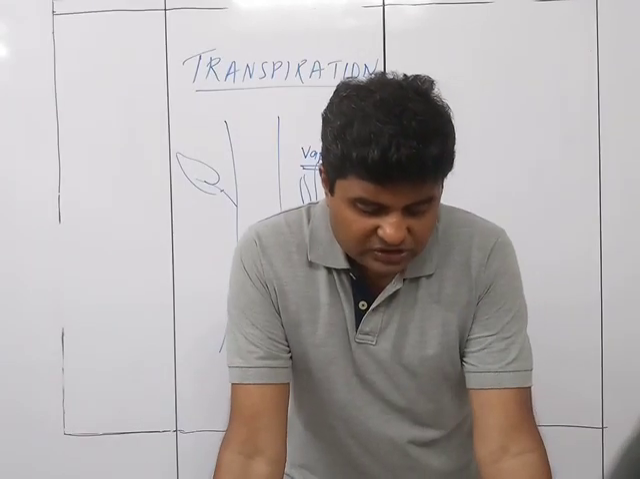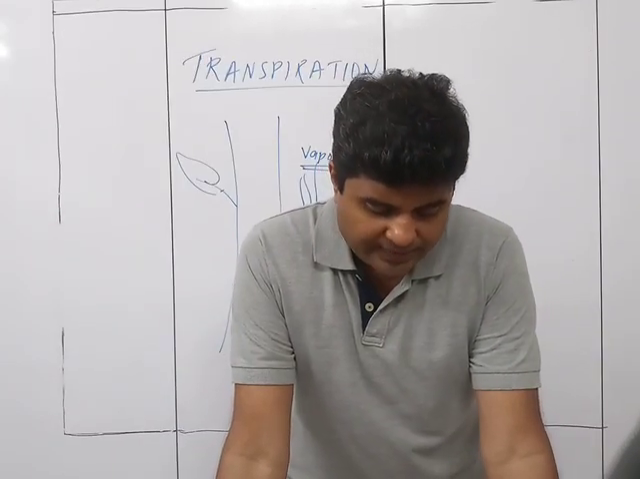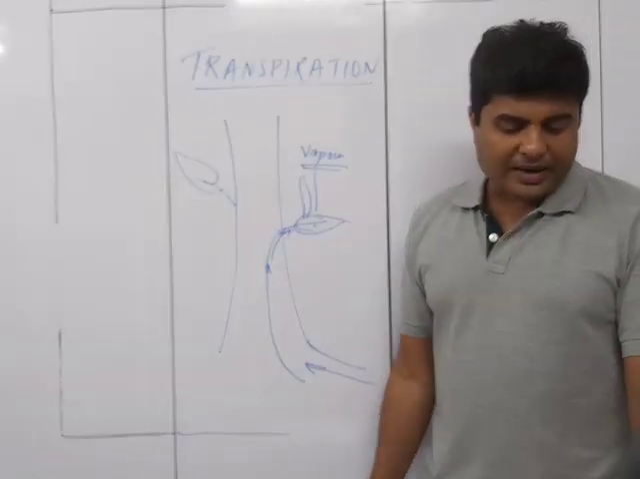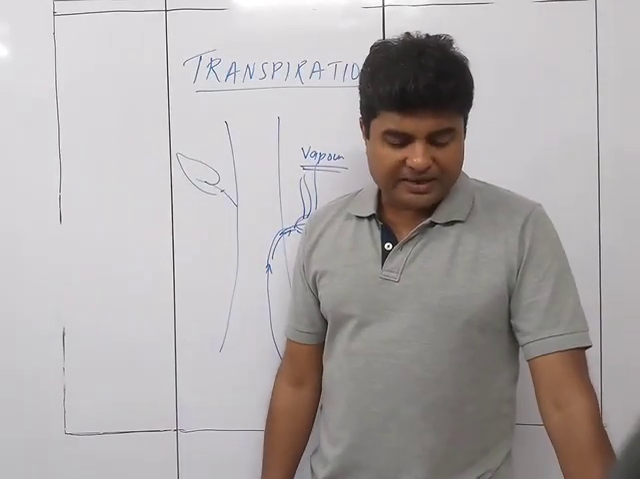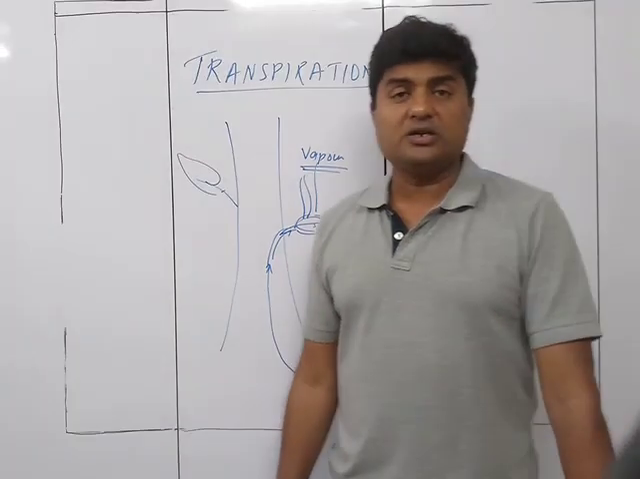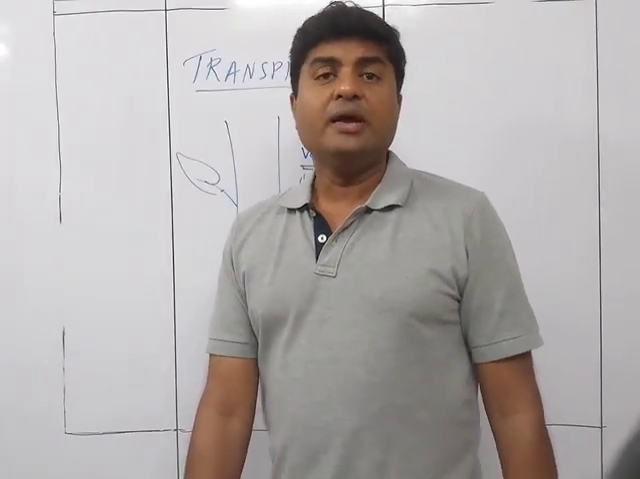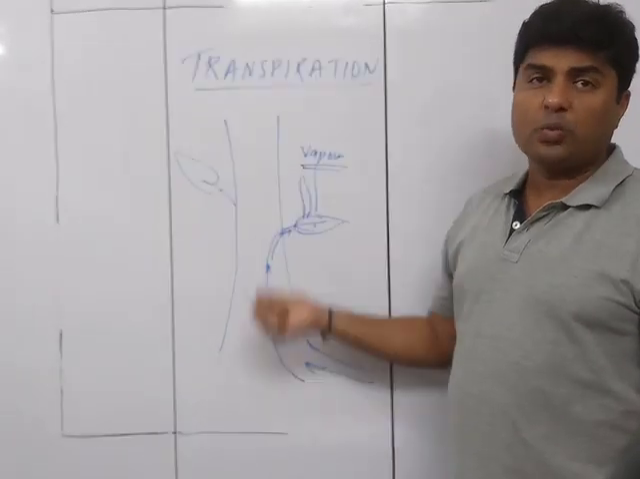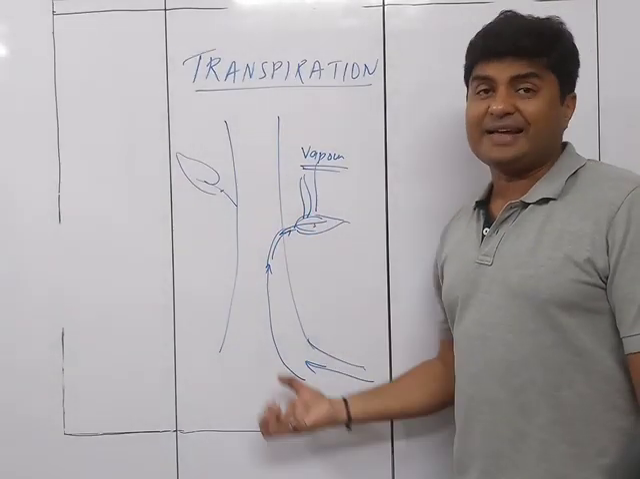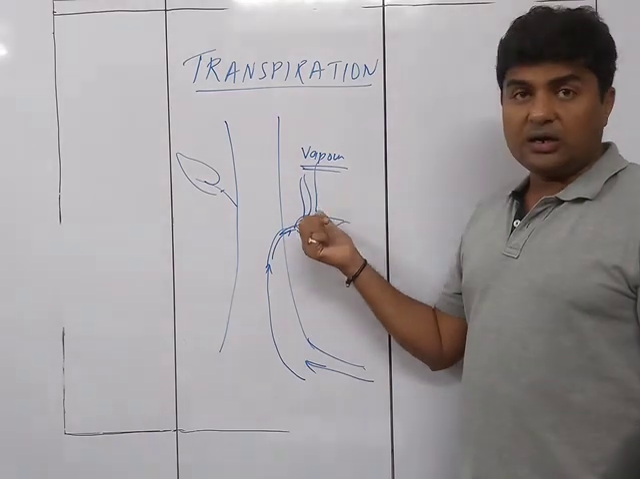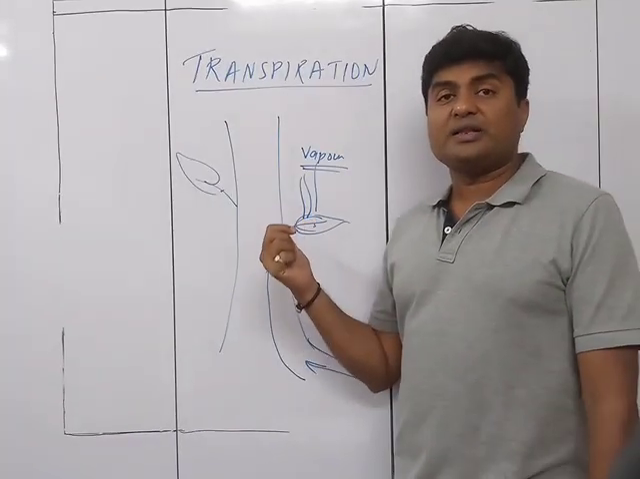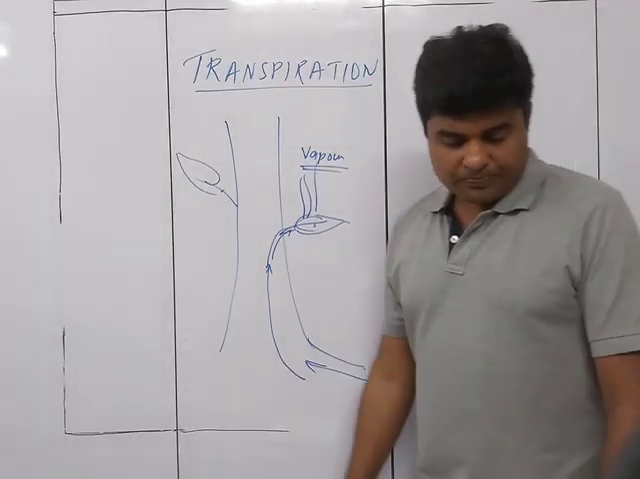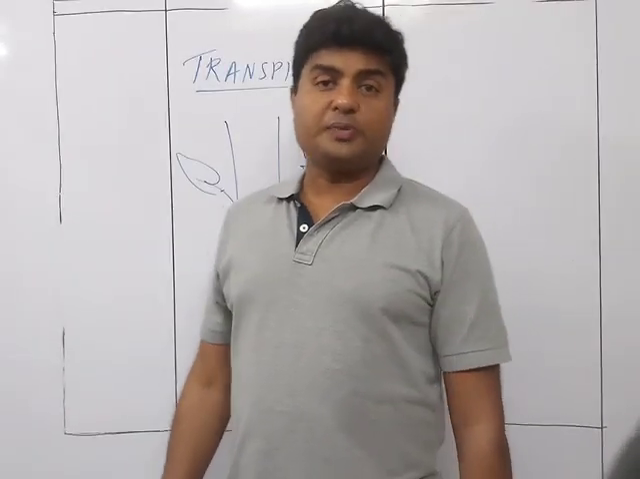Such a pulling force called transpiration pull is very important in the case of tall trees, where an upward conduction of water takes place even up to a height of 100 meters or more. In tall trees, the root pressure may not be sufficient to push the water upwards because gravity is acting on it downwards. But here, the suction force generated by the transpiration helps it to move upwards. So that is how transpiration takes place.